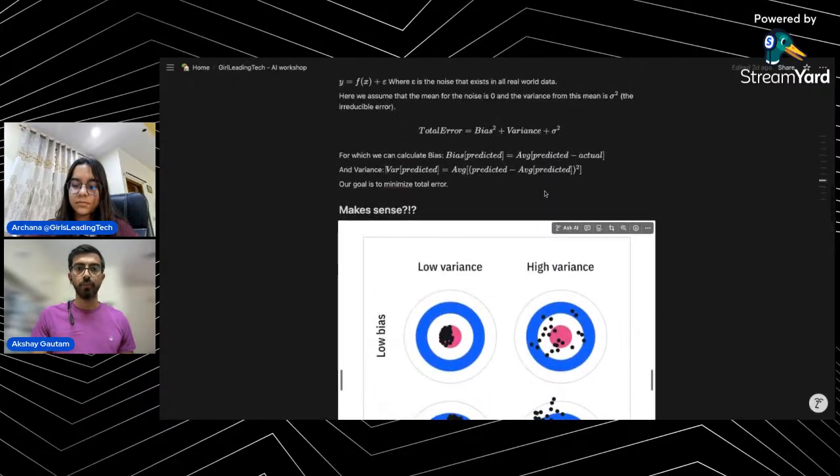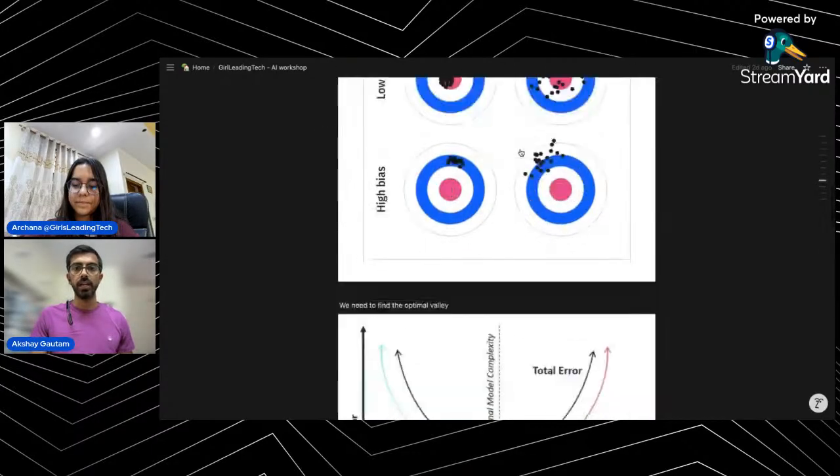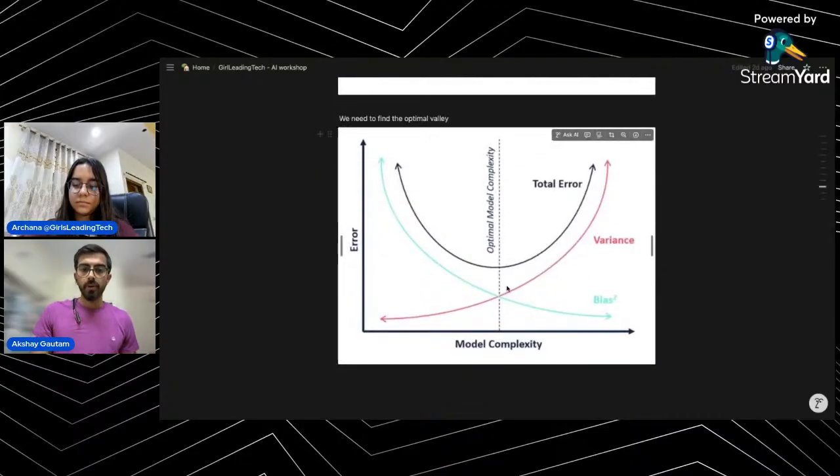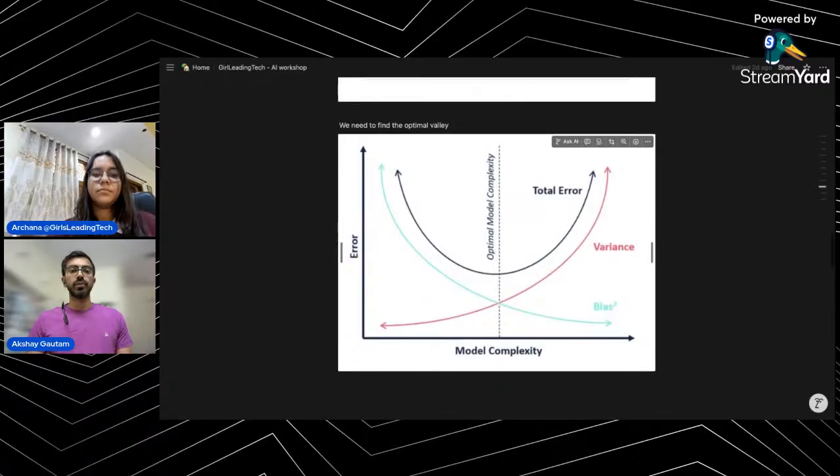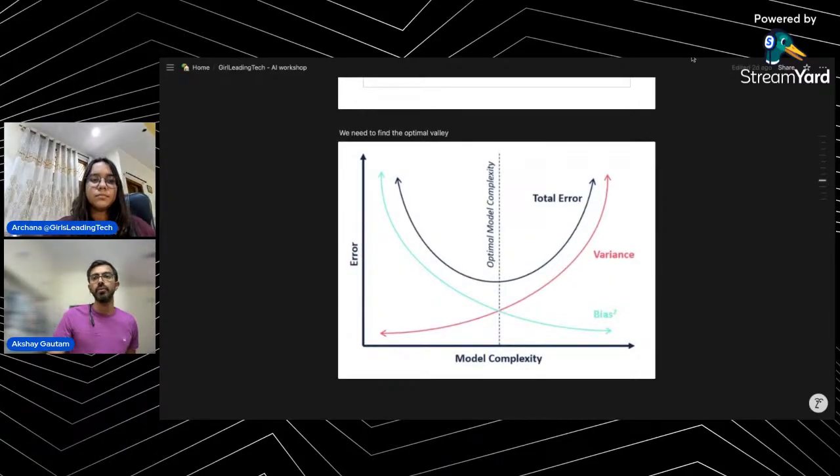Again, we know the formula of total error from here. Remember, there can be very low bias or very low variance, and that might not be our optimal value. Our optimal value is where both of these are low enough, not the lowest, low enough to get us the total error at the minimum. And here the total error will be minimum, at this point, the optimal value. So this is the bias variance trade-off.